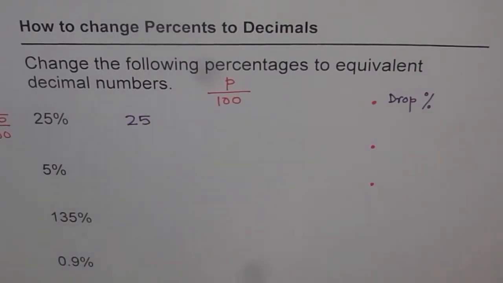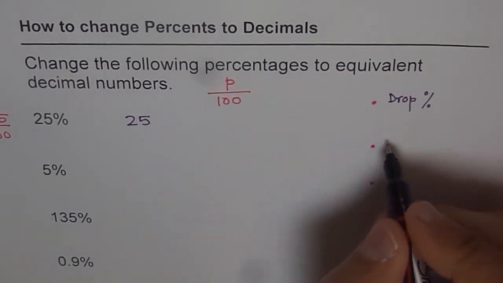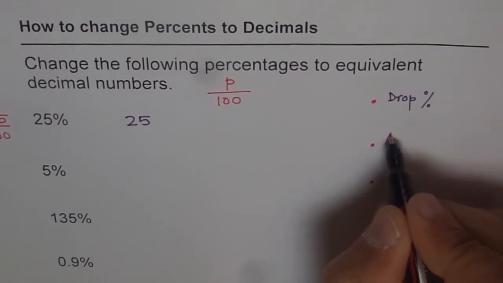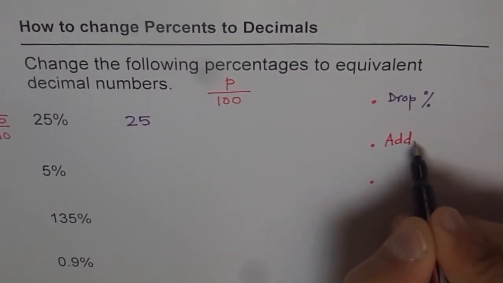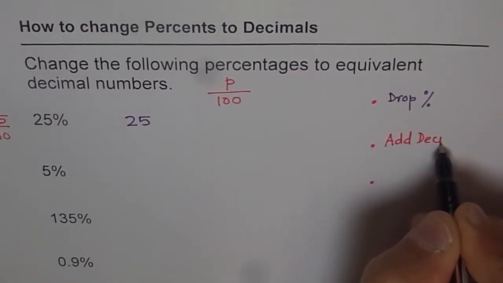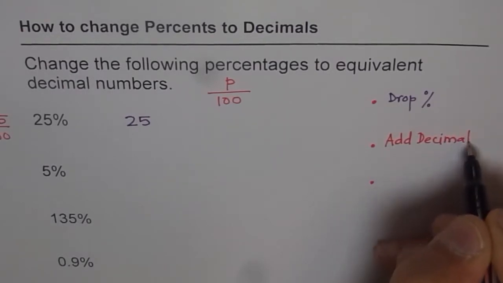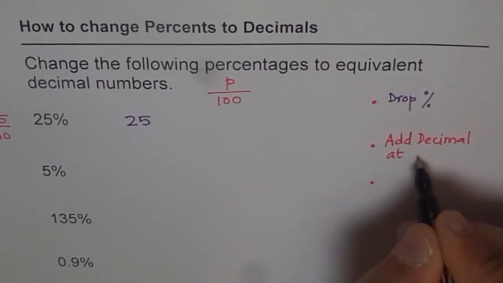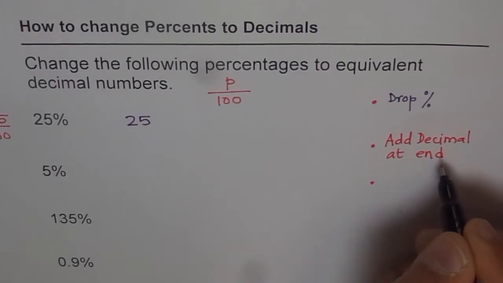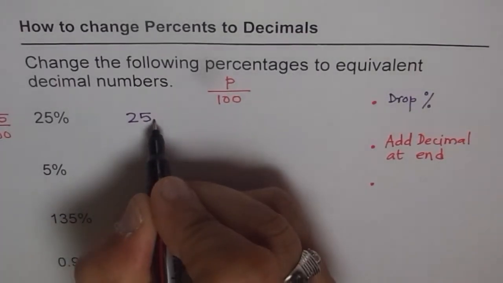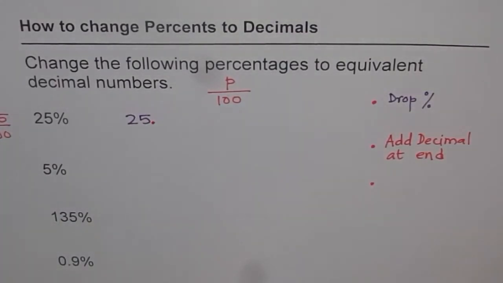So what we will do here is step number 2. And step number 2 is add decimal at the end. So that is step number 2. So we'll just put a decimal here. Do you see that? So that is so simple.